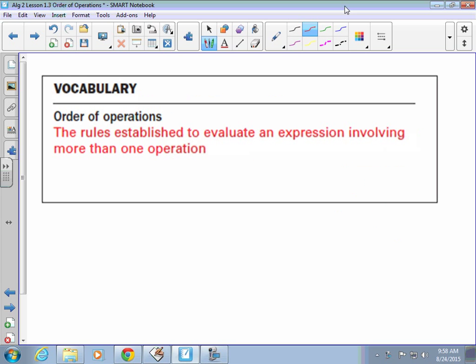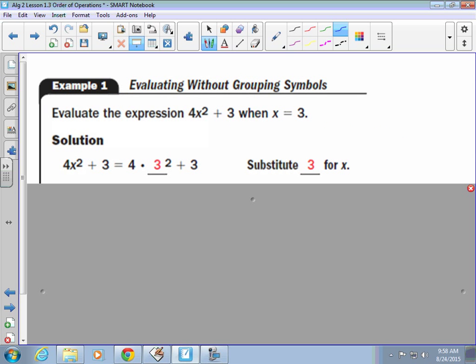Beginning on page 16, the first thing we have is a definition of what the order of operations is. It's rules established to evaluate an expression involving more than one operation. If you don't have this exactly word for word, everybody, you don't have to change your definition. Just make sure it's paraphrased and you're not missing anything. If you have this written in slightly different wording, it's okay. More than one operation. It's just the order. It's the rules if there's more than one operation.